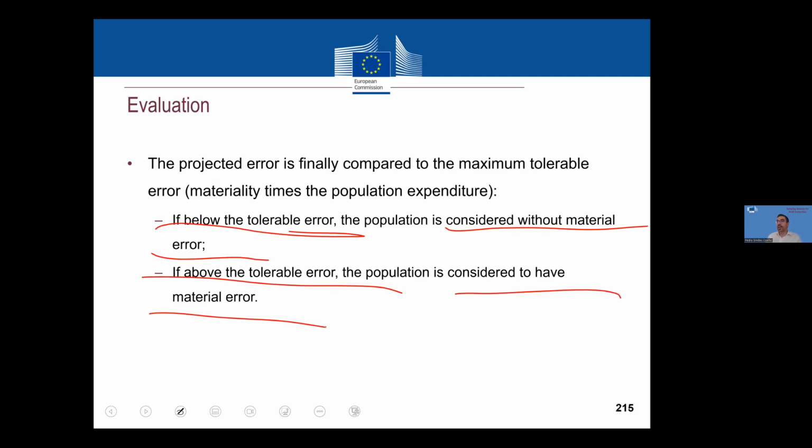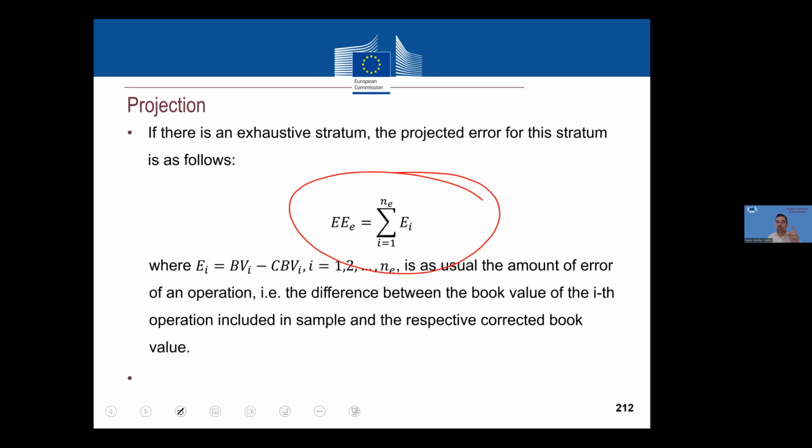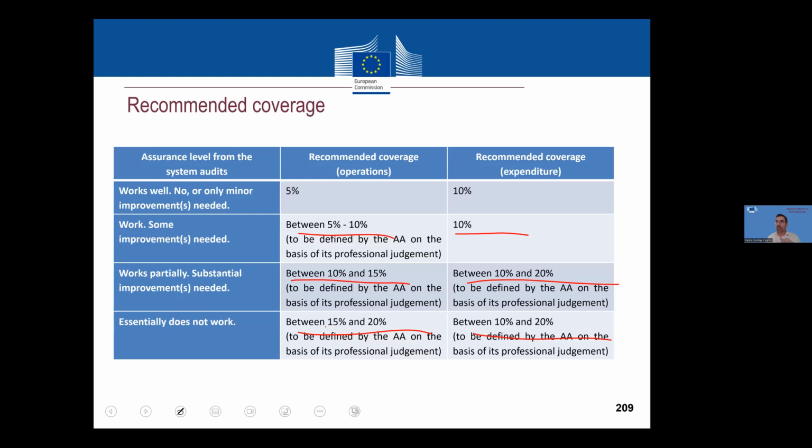Please don't forget that even with just 1 item from the high value or exhaustive stratum, you already cover 10% of the expenditure. It is also true that you need to cover at least 5% of the items, and this may mean that if you have a population of 50, 5% is 3 items. So at least 3 items would have to be audited under this rule.